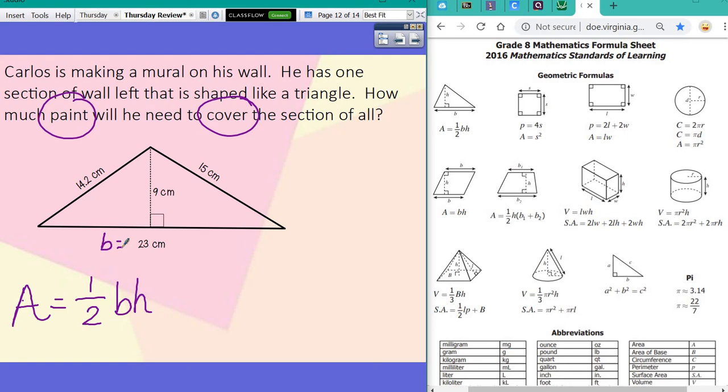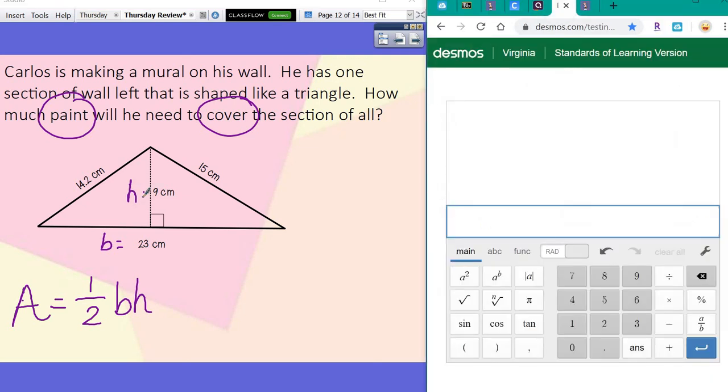And then H is for height, and remember the height is always standing straight up and down. So the height is 9. And then I'm just going to come over here to Desmos and I'm going to start putting things in. So put my formula in first, 1/2 times base times height, and then I'm going to start telling the calculator the stuff it doesn't know.